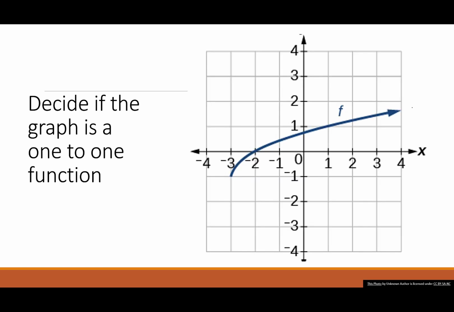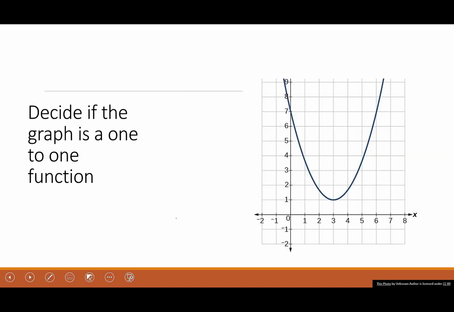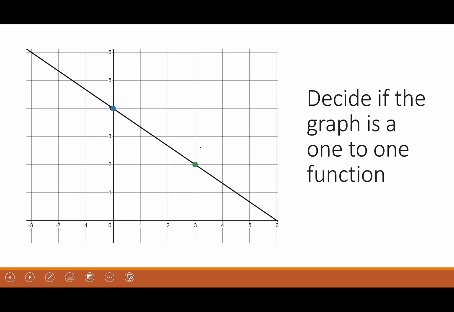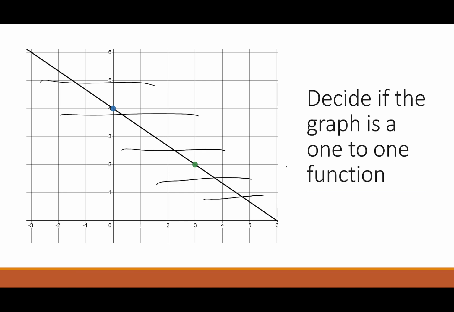Let's go back to some graphs and look at them. So we want to decide, is this a one-to-one function? In this, if I start drawing some lines, our answer is yes. I'm only intersecting once, so that makes it one-to-one. This one that looks like a U, I can draw a line and it crosses twice, so this is not one-to-one. This is just a line. This is a one-to-one function. I can draw a bunch of horizontal lines and it only crosses once, so this is yes, one-to-one.